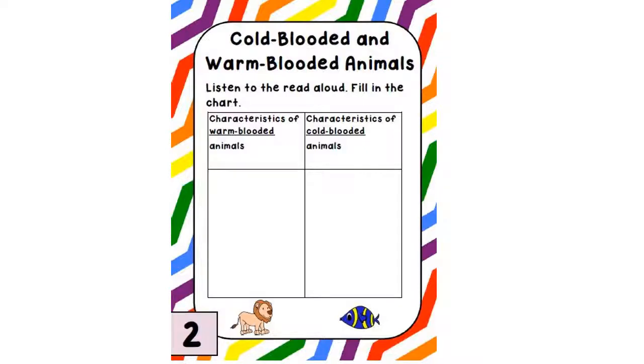Now on the cold-blooded and warm-blooded animal chart, this is where you will fill in, during the read aloud, the characteristics of warm-blooded animals and characteristics of cold-blooded animals. If you need to re-listen to it, go right ahead. So you're going to list characteristics of warm-blooded animals on the left and characteristics of cold-blooded animals on the right. Tell me how they're similar or tell me the differences because they each have different characteristics. Some have to hibernate or estivate. Some can remove clothing or have fur. Just tell me what the characteristics are.